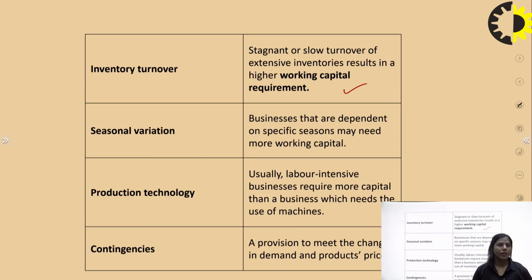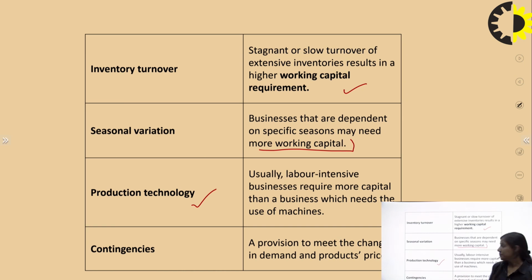Now then we are having the seasonal variations, in case of the summers, or in case of the seasonal variation, sometimes the turnover can be high, it can be low. So according to the seasonal variations, there can be different working capital requirements. So businesses that are dependent on specific seasons may need more working capital. It means sometimes when the sales are low or our revenue is low, we would require more working capital. Now the next factor is about the production technology.